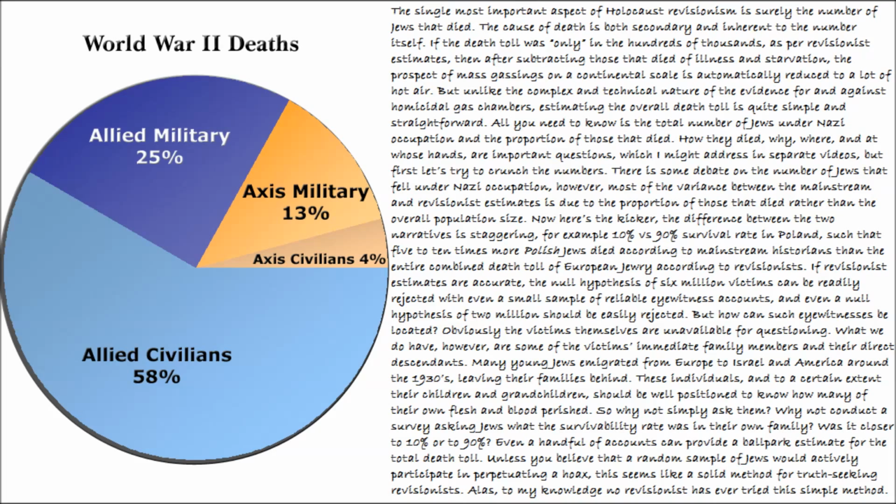If revisionist estimates are accurate, the null hypothesis of 6 million victims can be readily rejected with even a small sample of reliable eyewitness accounts. And even a null hypothesis of 2 million should be easily rejected. But how can such eyewitnesses be located? Obviously, the victims themselves are unavailable for questioning.